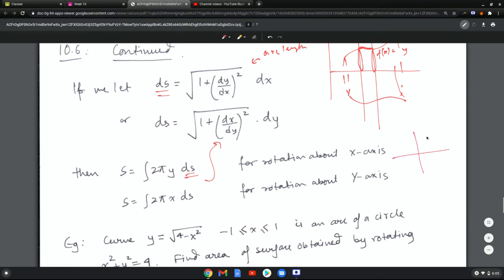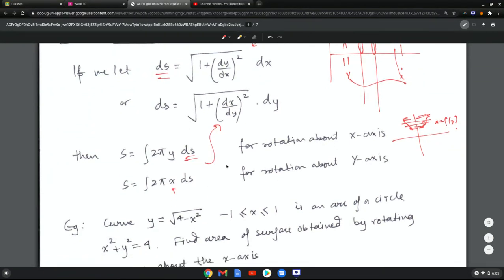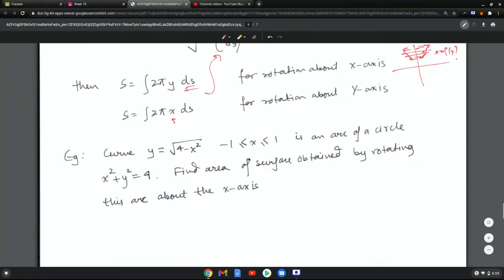Now if you rotate around the y-axis, things are slightly different. This is still the arc length, but now the radiuses are x, which is f of y. That's why you have an x here. Maybe looking at an example might be helpful.